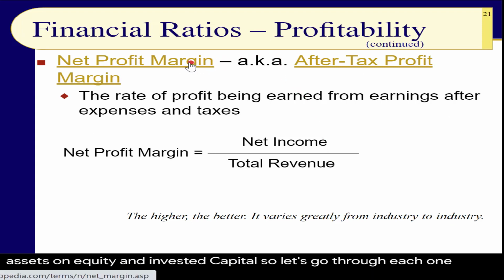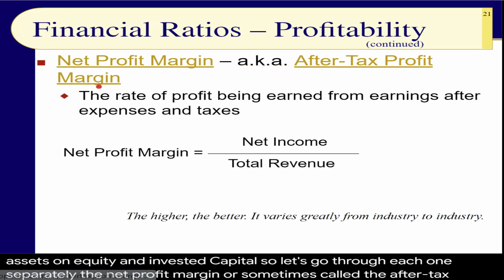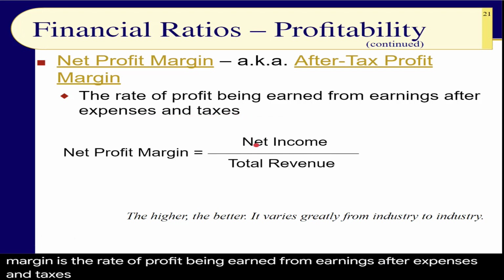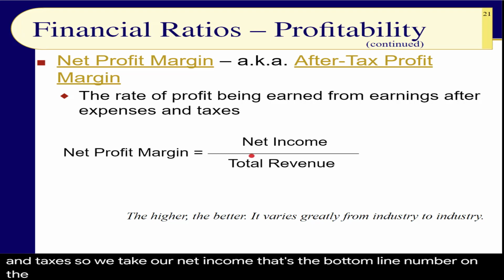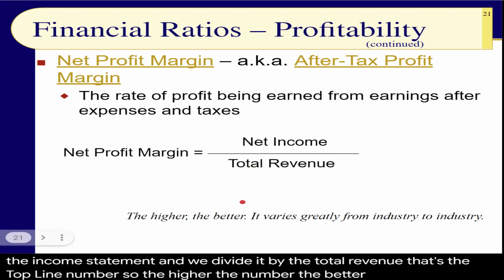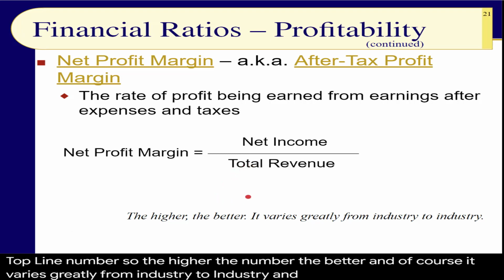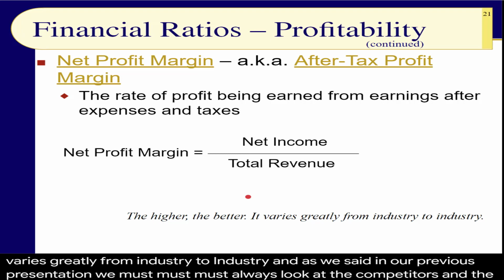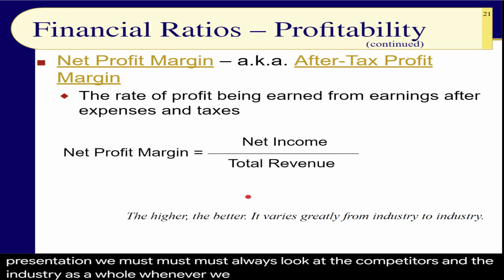The net profit margin, or sometimes called the after-tax profit margin, is the rate of profit being earned from earnings after expenses and taxes. So we take our net income, that's the bottom line number on the income statement, and we divide it by the total revenue. That's the top line number. So the higher the number, the better. And of course, it varies greatly from industry to industry. And as we said in our previous presentation, we must always look at the competitors and the industry as a whole whenever we do any of these calculations.